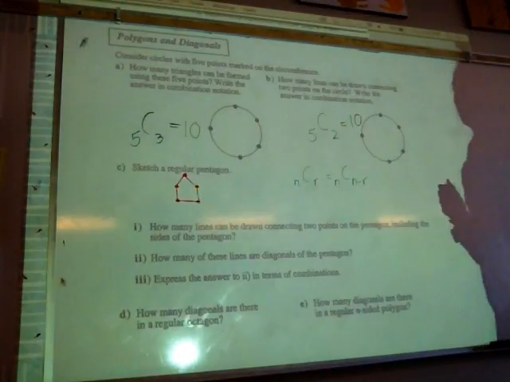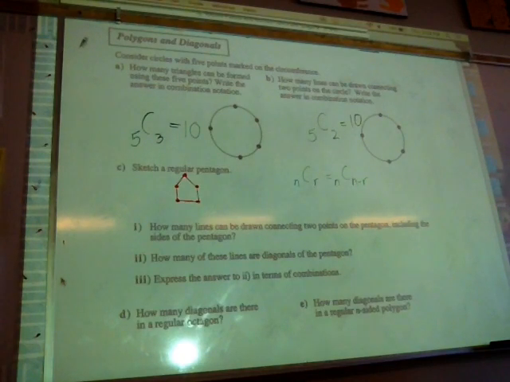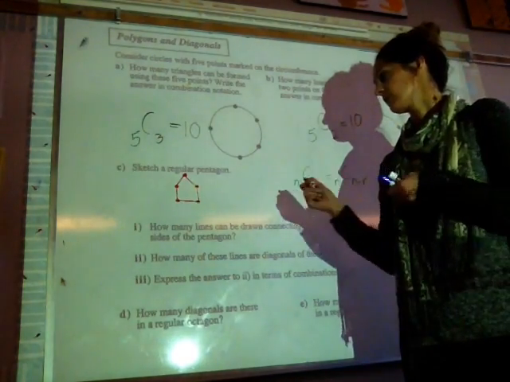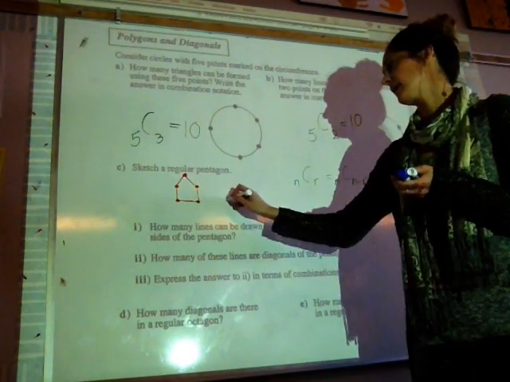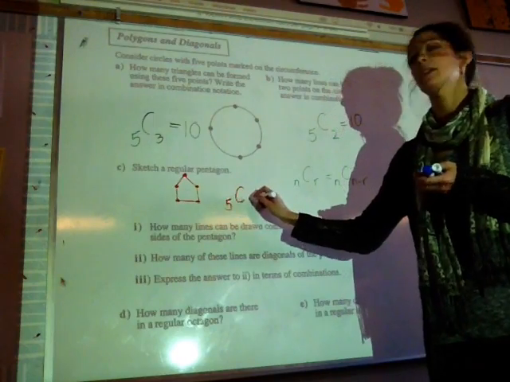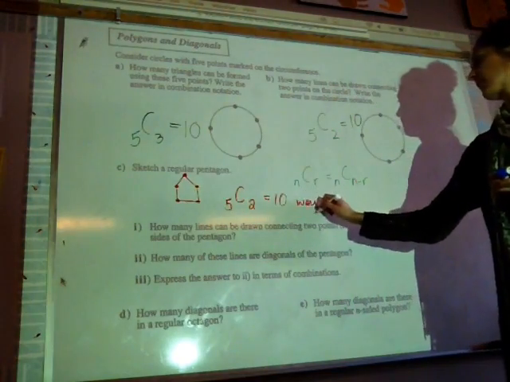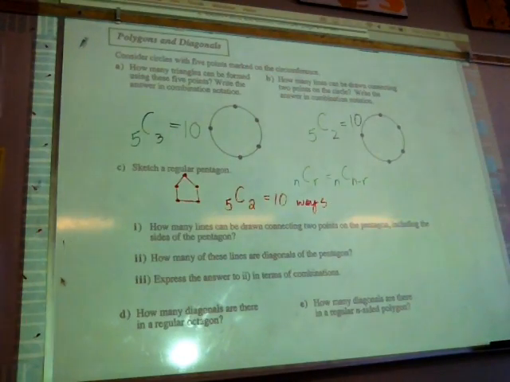How are you thinking about it? You just trying to count? Yeah, well, isn't it the same as a circle? So how many lines can be drawn connecting 2 points on the pentagon, including the sides of the pentagon? So again, we have 5 dots. We need to connect 2 dots. So there's 10 ways. Plus 5. Or plus the sides there.